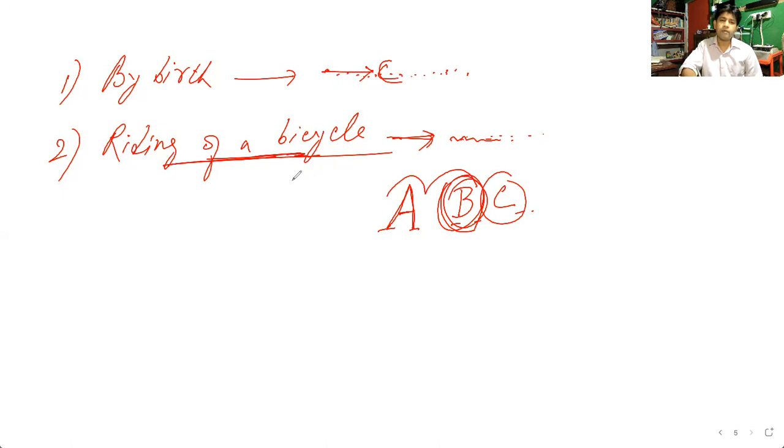So this type of reflex is not by birth. By practice we are learning. So that is conditional, and those which we got by birth, that is unconditional. Okay, so these two types of reflex actions are there. One is unconditional and one is conditional reflex action. So I hope it is clear to you.